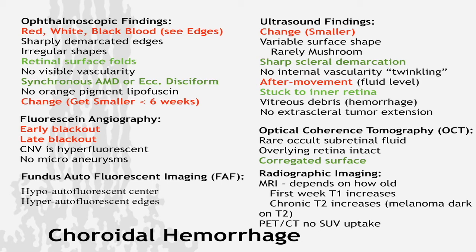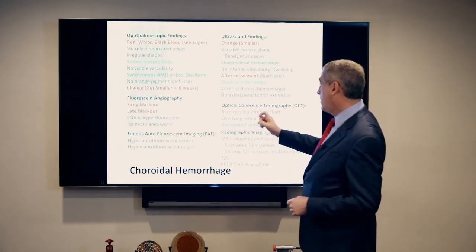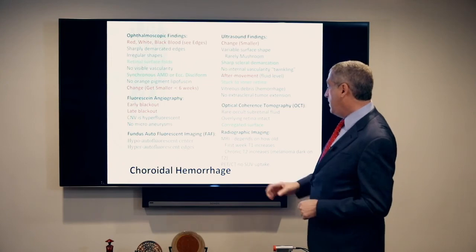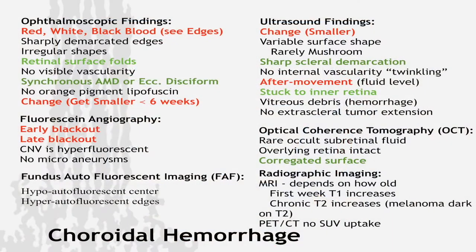Sometimes you'll see blood stuck to the inner retina, which you almost never see with other tumors, and that corrugated surface. There is a lot of literature on doing MRIs on eccentric disciforms and choroidal hemorrhages. They also change over time. So unless you're going to be committed to doing serial MRIs, I don't find them that helpful.